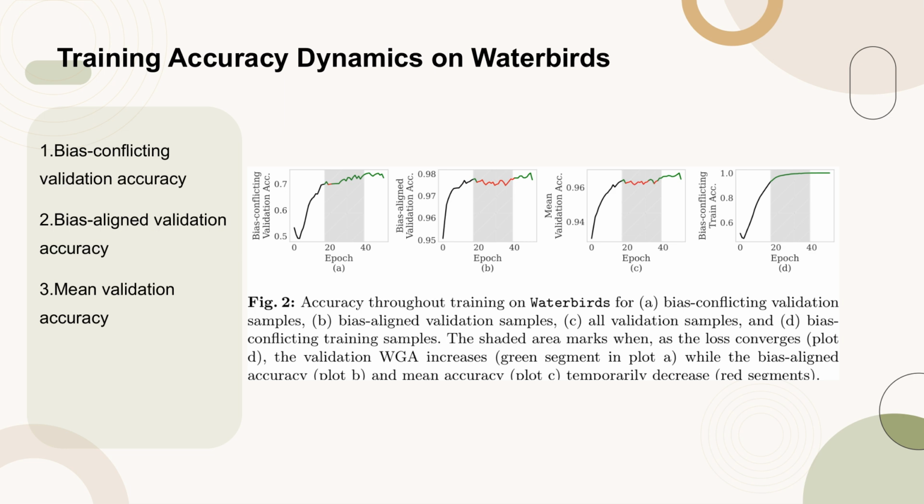Figure 2 illustrates the accuracy dynamics throughout training on the Waterbirds dataset, focusing on different subsets of validation and training samples. Specifically, it shows the accuracy for A, bias-conflicting validation samples, B, bias-aligned validation samples, C, all validation samples, and D, bias-conflicting training samples. The shaded area highlights a period where the loss converges, indicated by plot D. During this convergence, the validation worst group accuracy, WGA, increases, as seen in the green segment of plot A. Simultaneously, the bias-aligned accuracy, plot B, and mean accuracy, plot C, experience temporary decreases, marked by red segments. This suggests that during training, models may initially prioritize learning simpler, bias-aligned features before gradually improving on harder, bias-conflicting samples, leading to fluctuations in overall accuracy metrics.